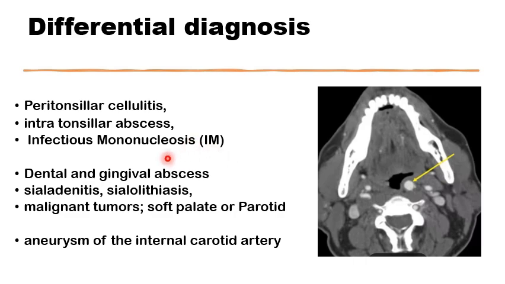The second group include things like dental or gingival abscesses and minor or even major salivary gland disorders that may push into the parapharyngeal space and displace the uvula, and occasionally malignant tumors of the soft palate or the parotid. The third, more sinister group are vascular anomalies. You could see here a displaced and dilated internal carotid artery displacing the tonsil medially and probably also displacing the uvula.